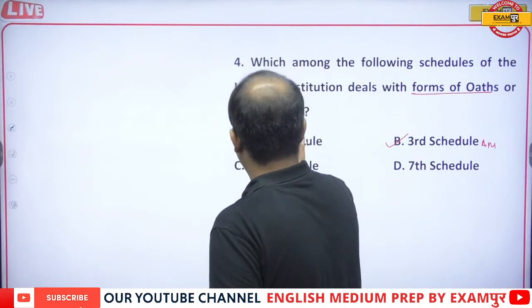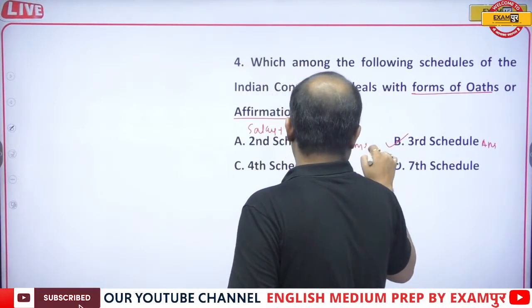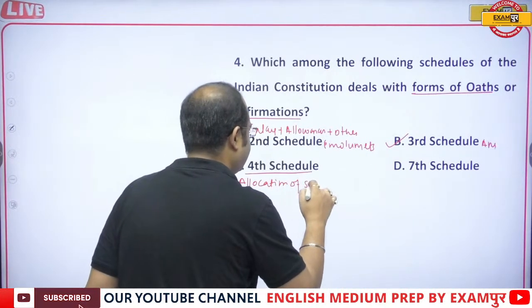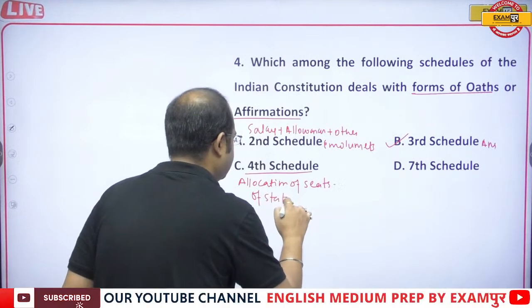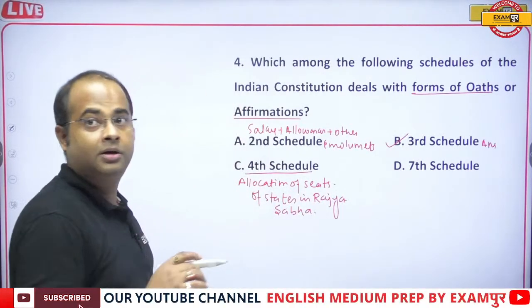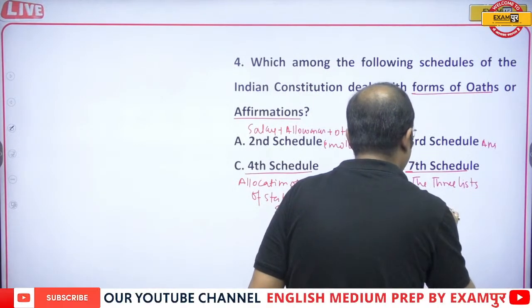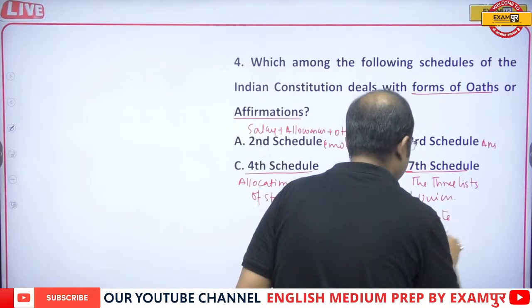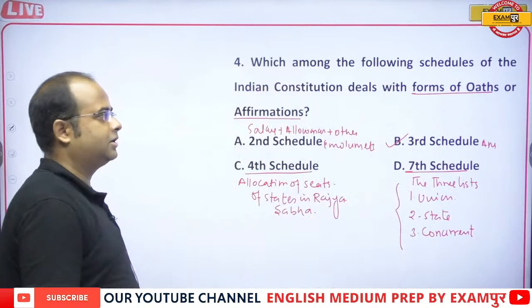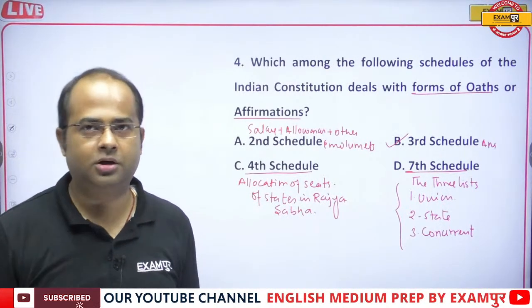Salary, allowances, plus other emoluments, that is in Schedule 2nd. Schedule 4th is the allocation of seats of states in Rajya Sabha. And Schedule 7 discusses the three lists: Union list, state list, and concurrent list. Therefore, guys, the correct answer will be option B, that is Schedule 3, that discusses the oath and affirmation, and Schedule 4 discusses the allocation of seats of states in Rajya Sabha.